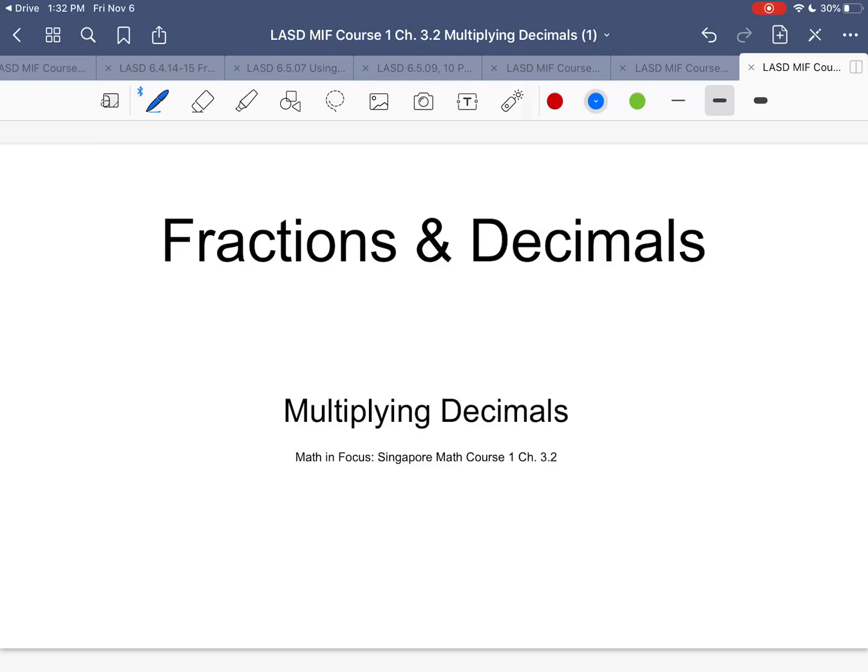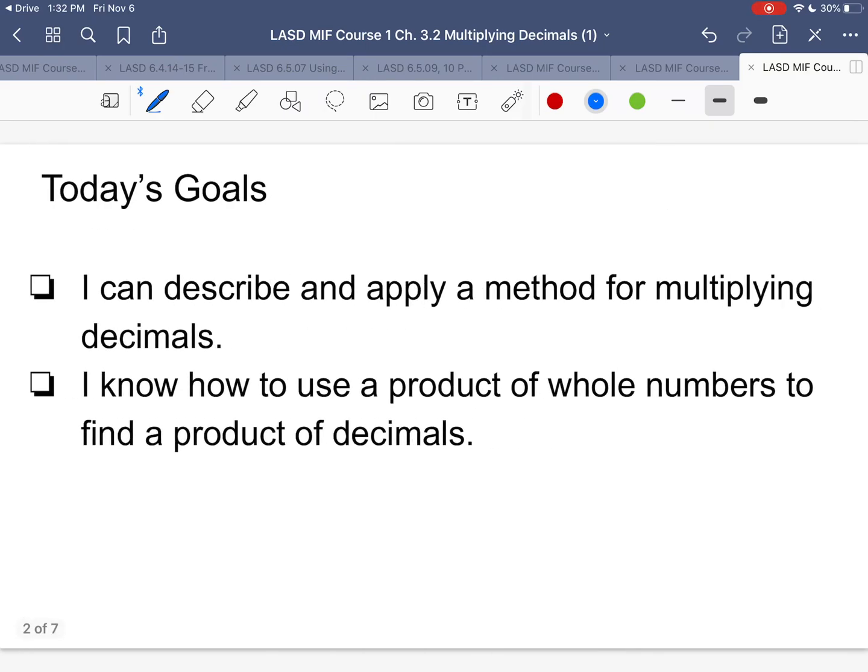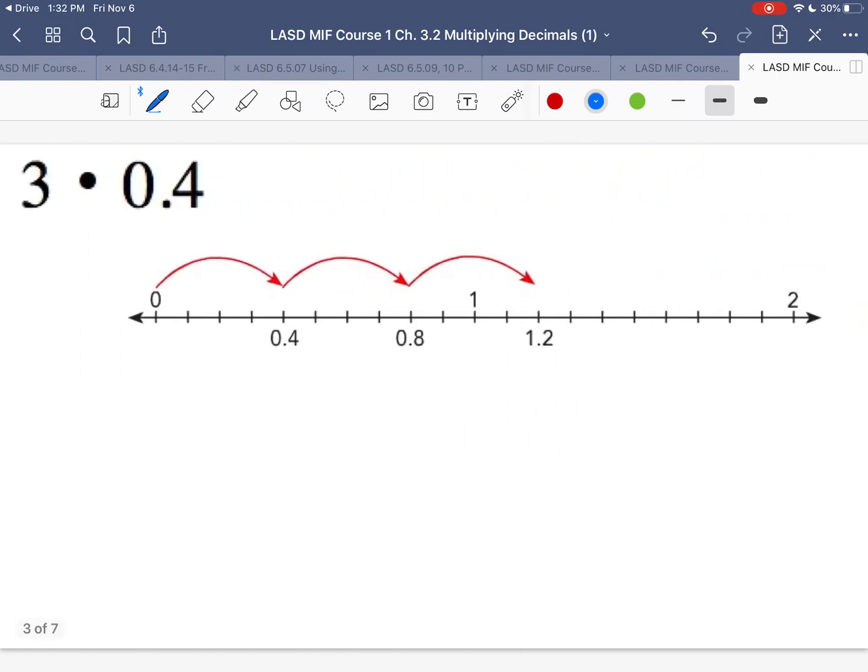Welcome back to the unit on fractions and decimals. Today's lesson is about multiplying decimals. The goals of today's lesson are that you can describe and apply a method for multiplying decimals, and you will know how to use the product of whole numbers to find a product of decimals.